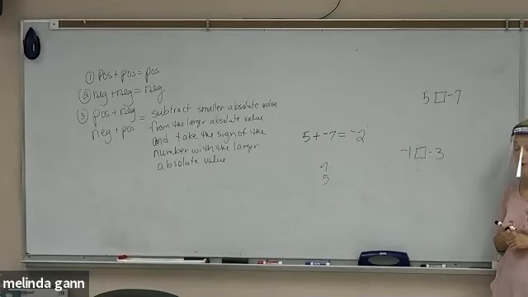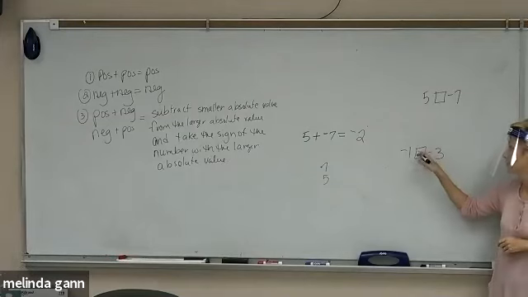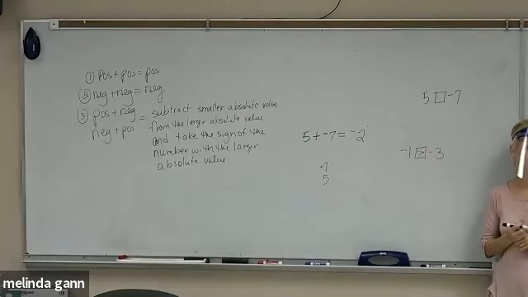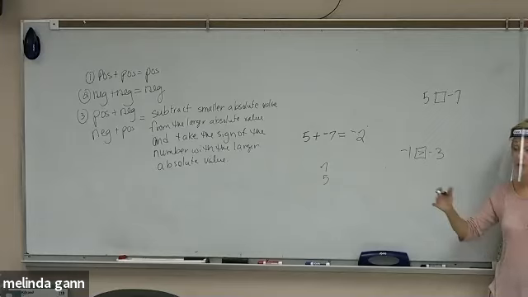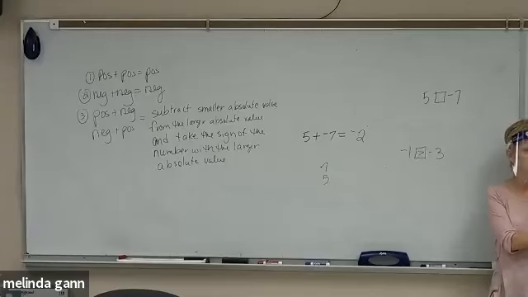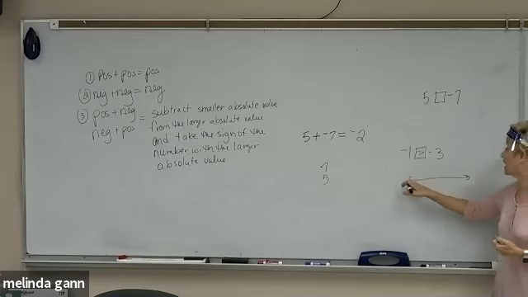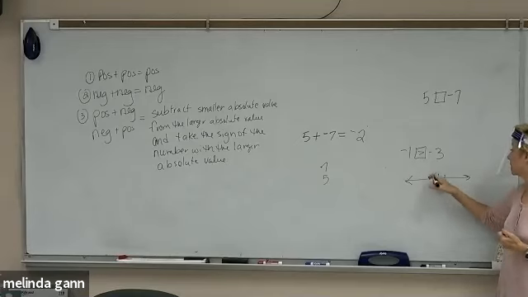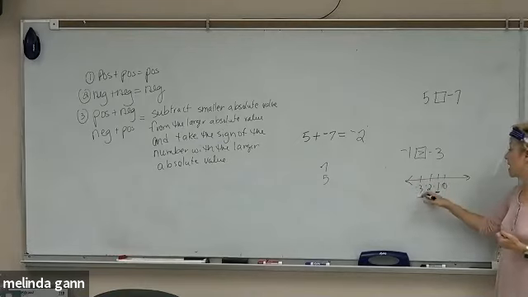Is it bigger or smaller? It's bigger. Why is it bigger? It's closer to 0. Because on the number line, it's further what? To the right. So the bigger number on the number line is always further to what? To the right. And when you're looking at a number line, -1 is further to the right than a -3. So a -1 is bigger than a -3.